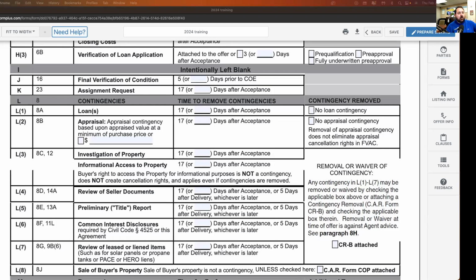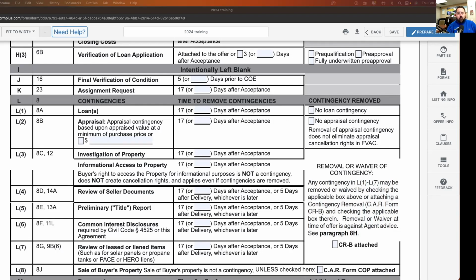So in the loan contingency, I have 17 days to remove my loan contingency, 17 days after acceptance. Now, what that means is it doesn't mean that I have 17 days to get full loan approval. It means I have 17 days, whether I get full loan approval, I get a conditional approval, or whatever the case is, to figure out if I feel comfortable and confident enough to remove that contingency and move forward with my offer and in this transaction. And for us as agents, as buyer's agents, we have to understand that that's how it works.